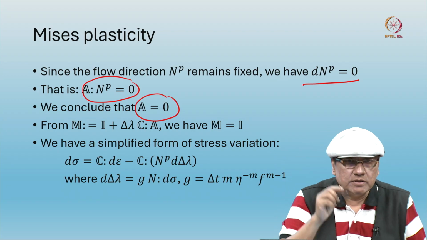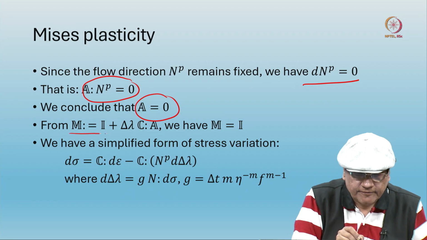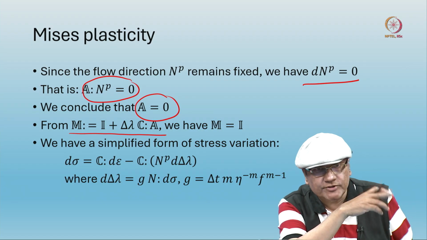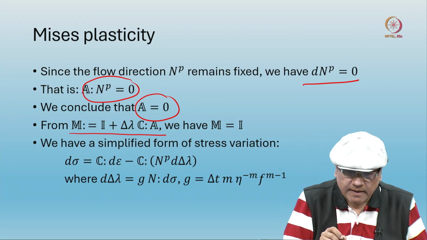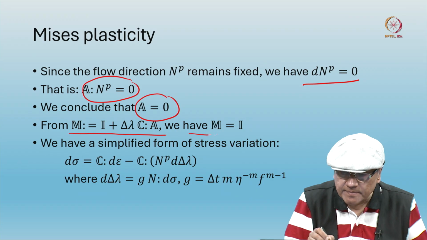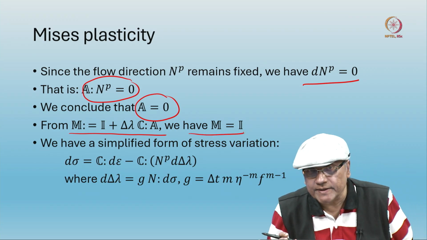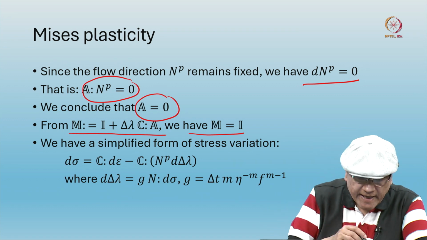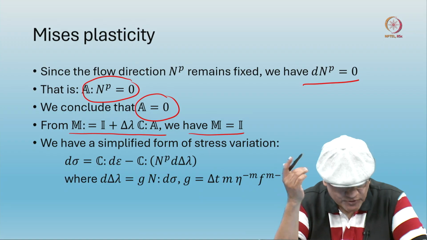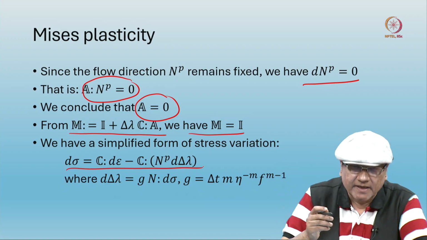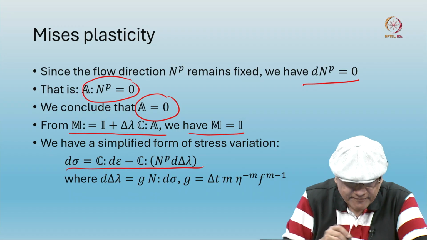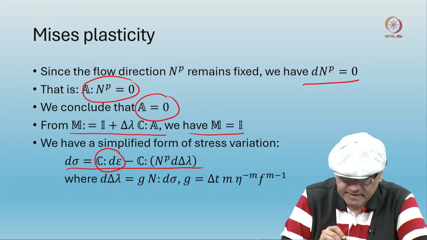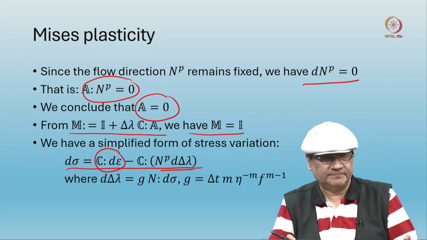Now also from the expression for M that we found in the last lecture, just go back and check the expression for M. We basically have a very simple expression for M with this simplification. When dNP is 0, we have M is just identity. So M inverse is simply identity. So therefore this d sigma becomes much simpler. This is the form: C inner product with d epsilon minus the plastic correction.